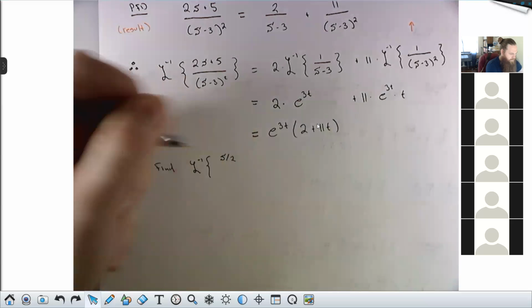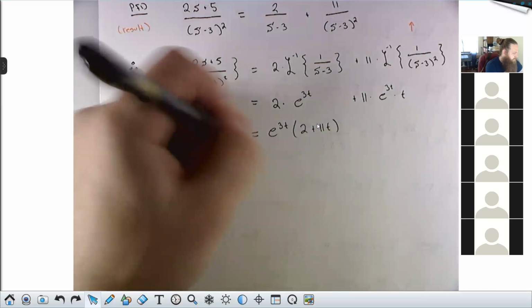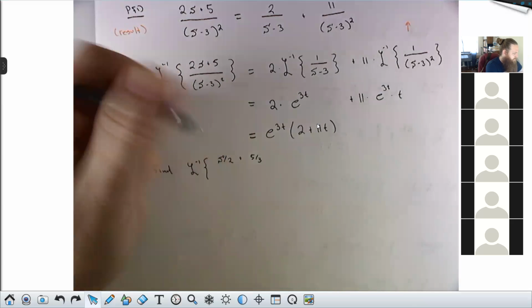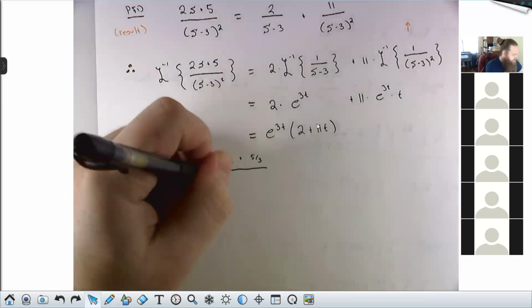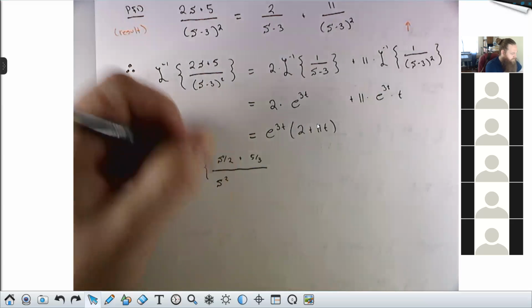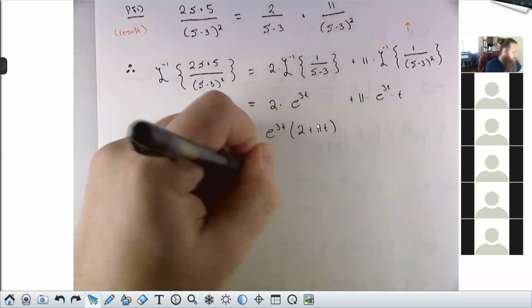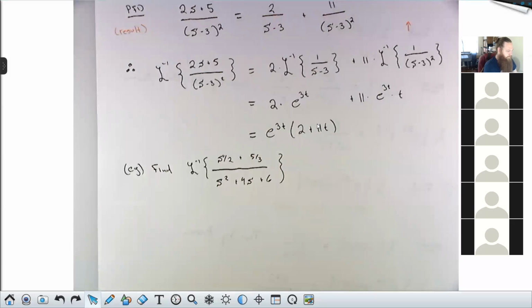(s over 2 plus 5/3) divided by (s squared plus 4s plus 6). Again, the s's here will have tails. A little bit gnarly, but certainly something that could show up.